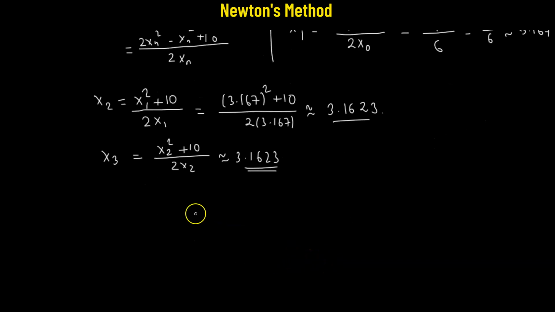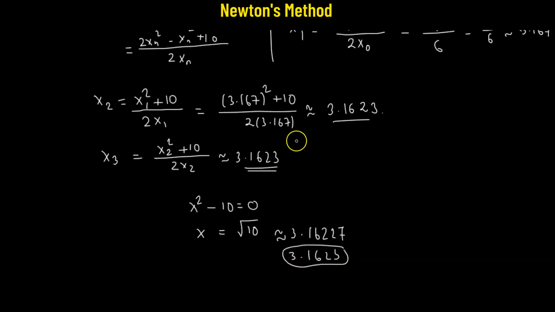Our original equation was x squared minus 10 equals 0. So x is simply equal to the square root of 10. We're only considering the positive value, and the square root of 10 is approximately 3.16227. So that means we have a very good guess here. We are getting a value which is also 3.1623. So our guesswork has been pretty good.